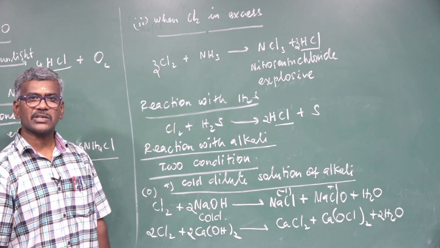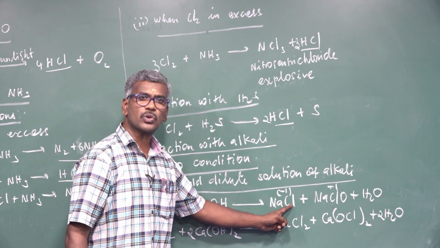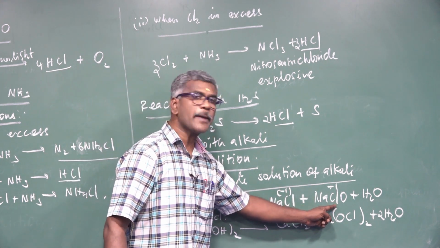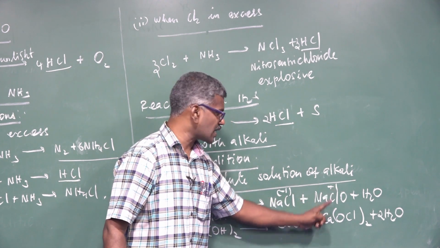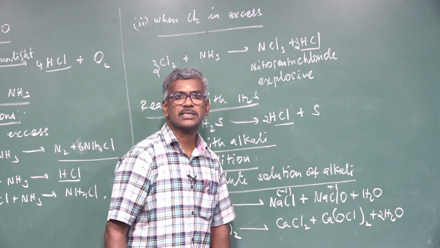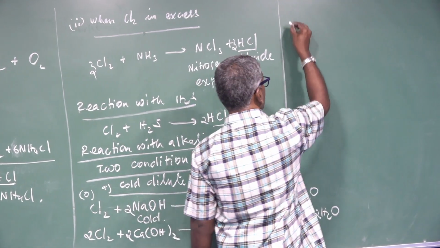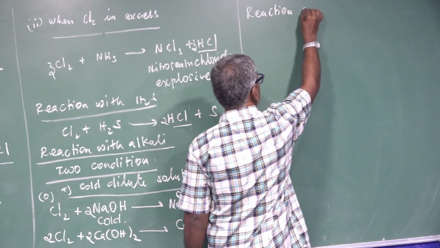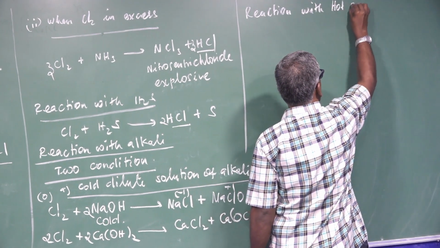So chlorine reacts with the dilute alkali. What is the product? NaCl, where chlorine exhibits -1 oxidation state. Sodium hypochlorite, chlorine exhibits +1 oxidation state. Calcium hypochlorite, this also exists in +1 oxidation state. Next, reaction with hot alkali.